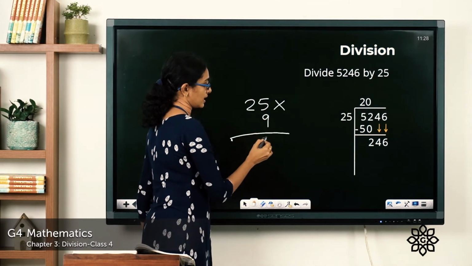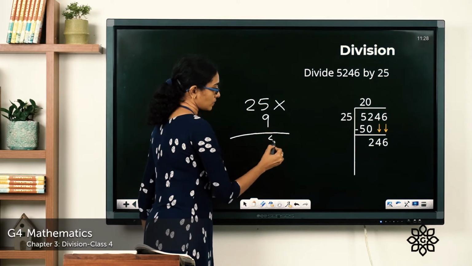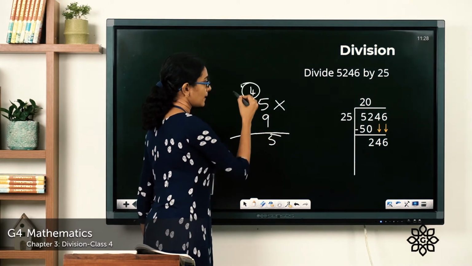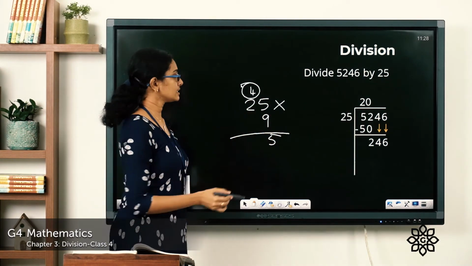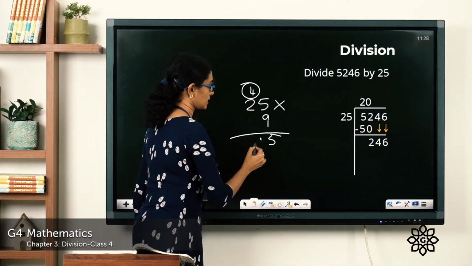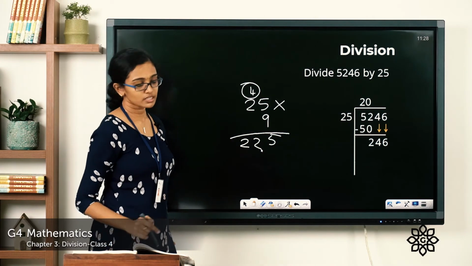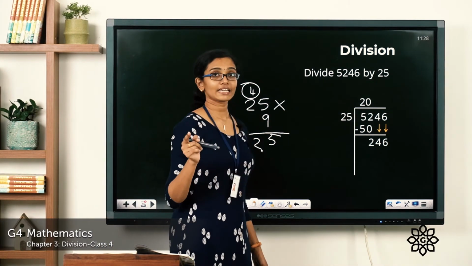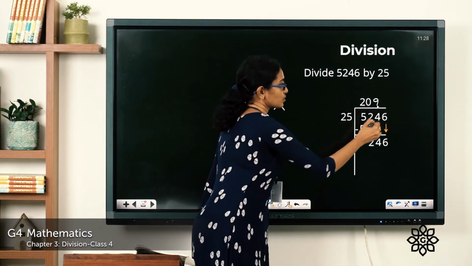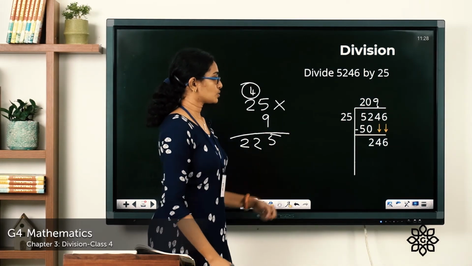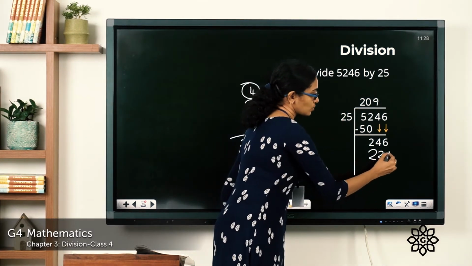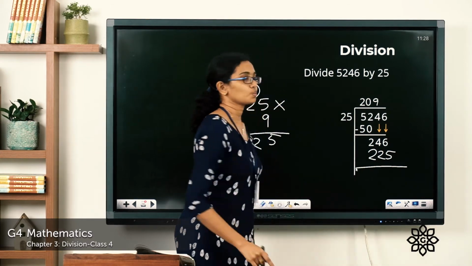So 25 into 9. 9 into 5 is 45. A carry over 4 here. 9 into 2 it's 18. 18 plus 4 is 22. So we have 225. So let's take 9 as the quotient now. 9 into 25, we have 225. So what is the next step?